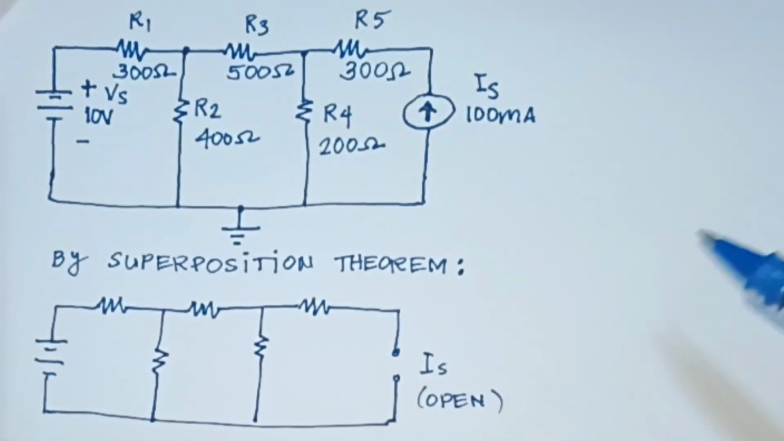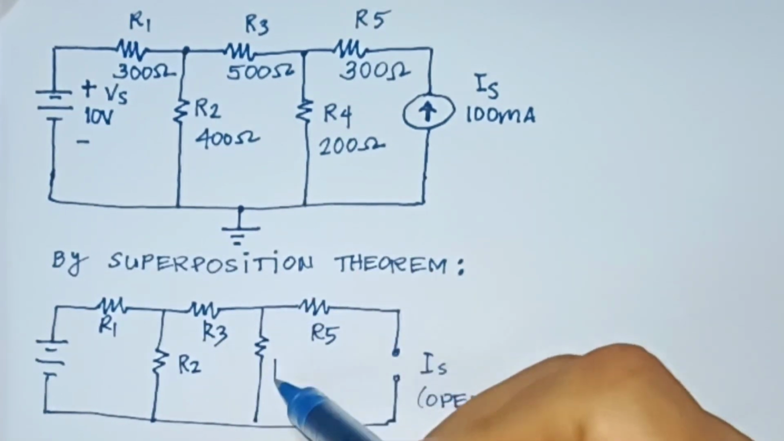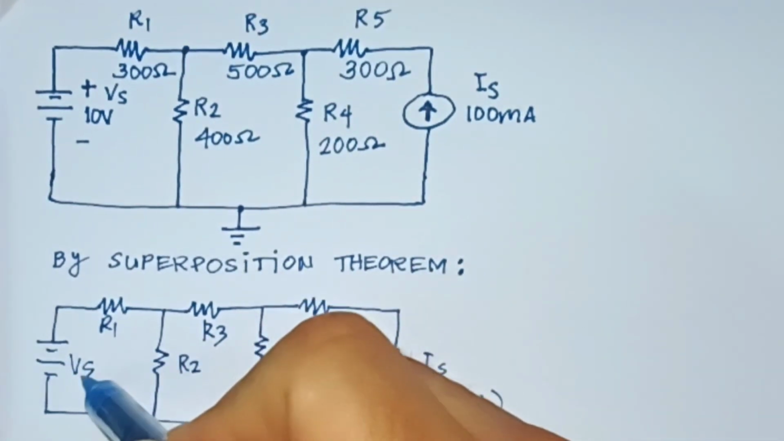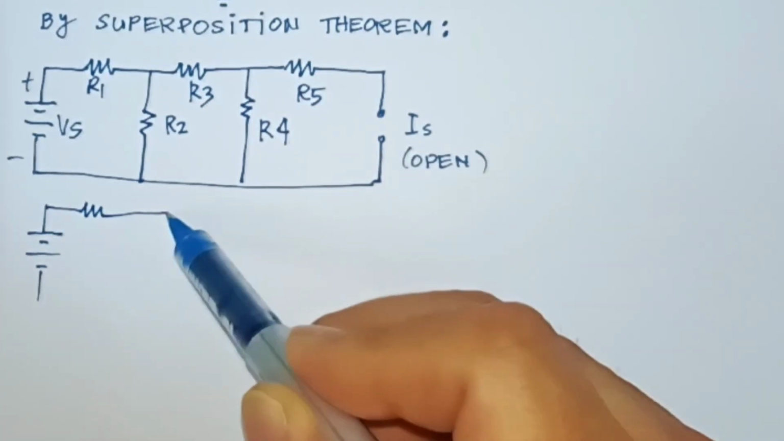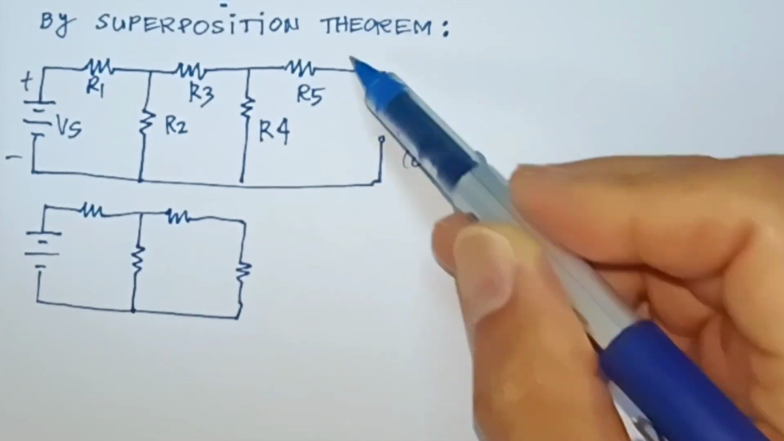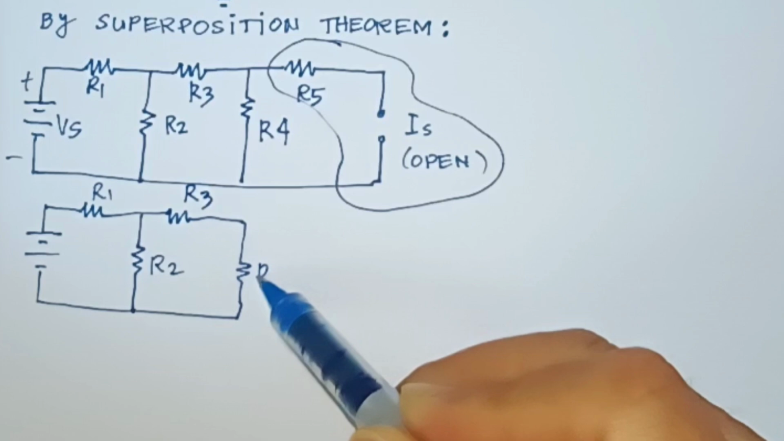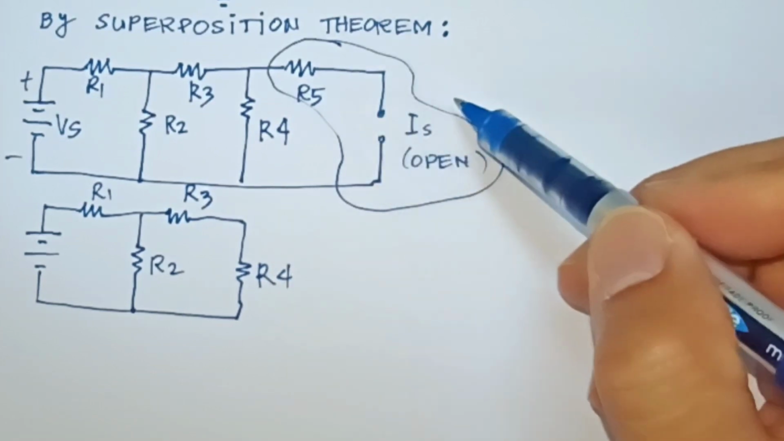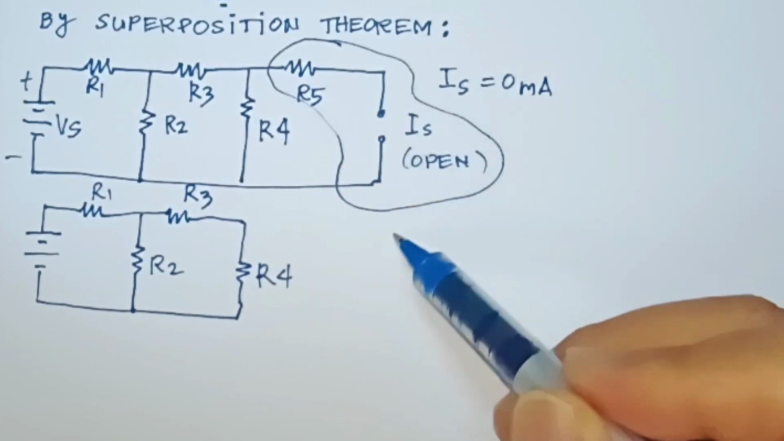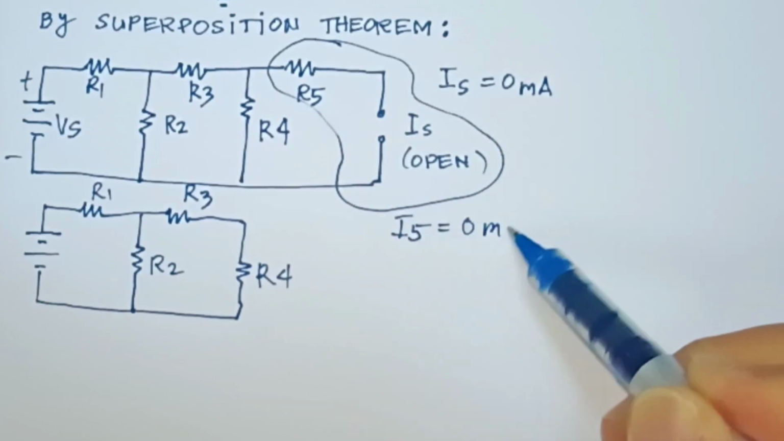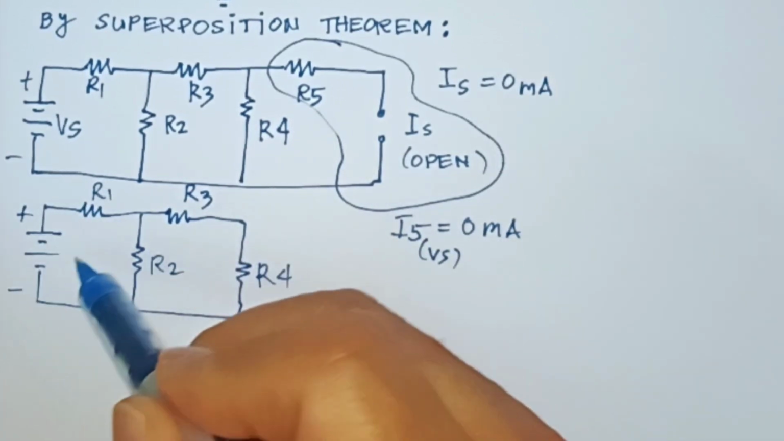When we have a current source, we keep it open, and the resistor in series with it will be gone in the circuit. So we have the circuit here, and let's draw it again, this time without the IS and without R5. As you can see, we have a simple series-parallel circuit. The R5 current will be equal to 0, so I5 will be equal to 0 milliamperes, and this is with respect to Vs.